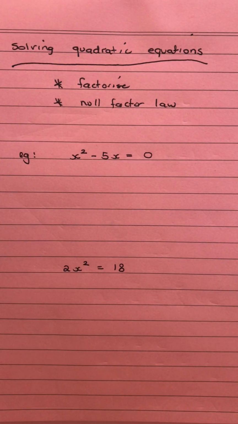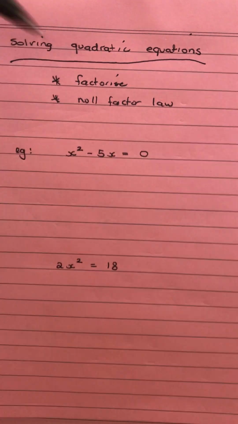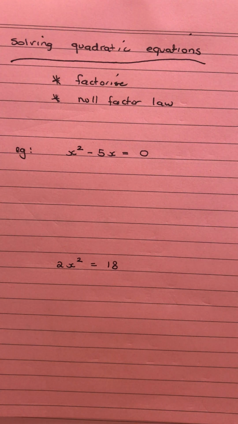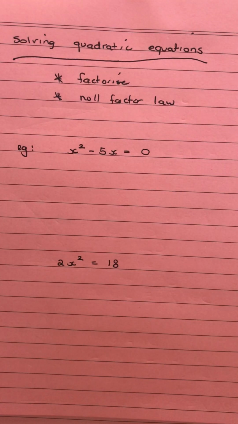Having a look at solving quadratic equations in this video. Two things that we need to be doing when we're solving quadratic equations. One, factorizing. Obviously, with quadratics, we're doing a lot of factorizing. The second thing is using the null factor law, which is if you've got two things multiplying and it equals 0, one of them has to be 0. So that's what we call our null factor law, that the only way to get a 0 answer when you're multiplying is for one of them to be 0.